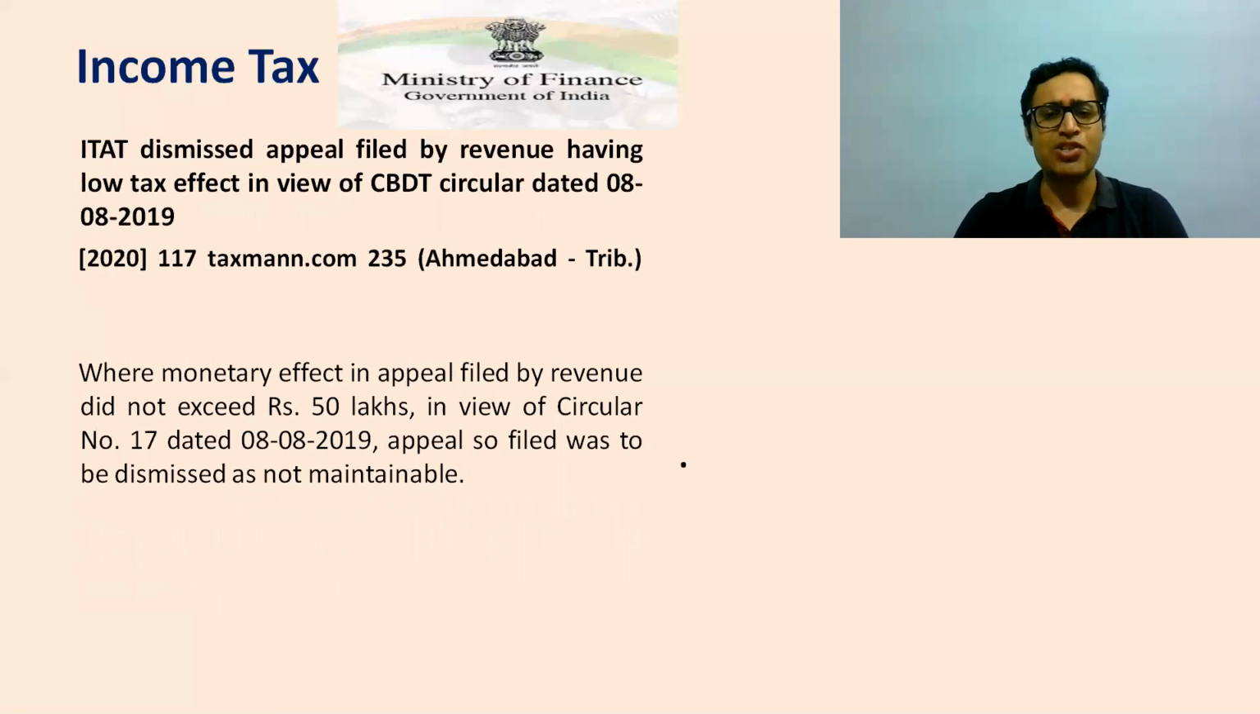In another case, the Ahmedabad Tribunal, ITAT, dismissed an appeal filed by the Revenue having low tax effect in view of the CBDT circular dated 8 August 2019, where the monetary effect in the appeal filed by the Revenue did not exceed rupees 50 lakhs, in view of Circular number 17 dated 8 August 2019. The appeal so filed was to be dismissed as not maintainable.